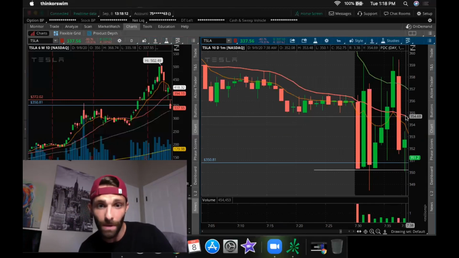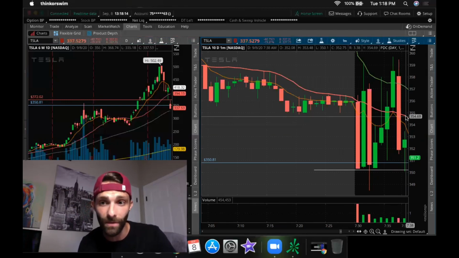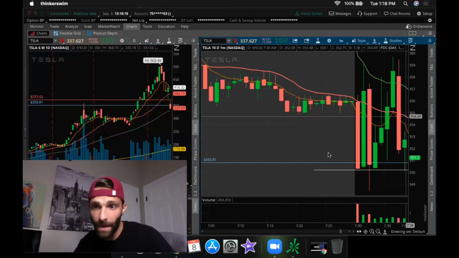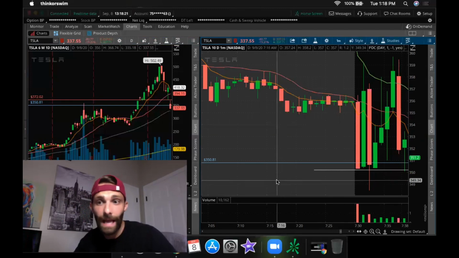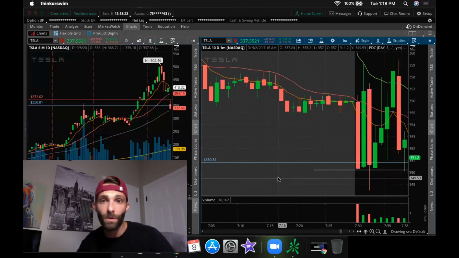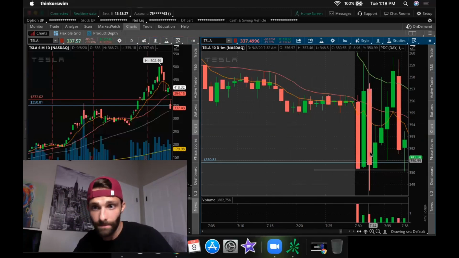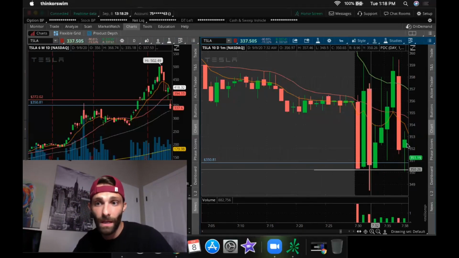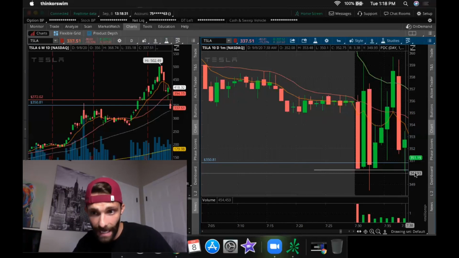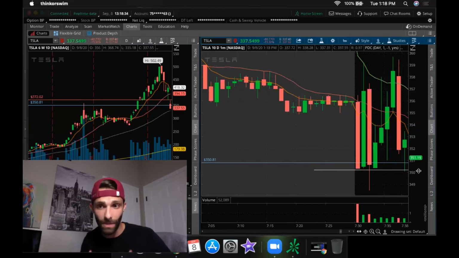You add in the fact that it broke that major technical level, 372, and it started to work its way to pre-market lows, 350.81. That's a technical level to the downside. This pattern was telling me, hey, I think Tesla may want to go a little lower. Now it was just about finding a good entry. And I thought below, because it wicked below 350, came to 350 again. To me, 350 was a major level.